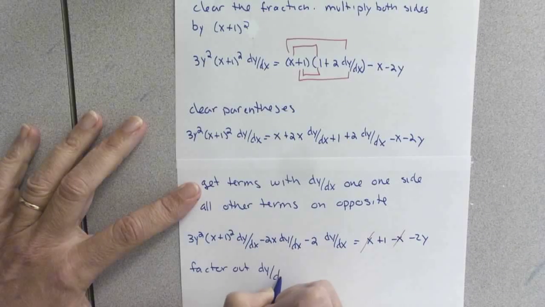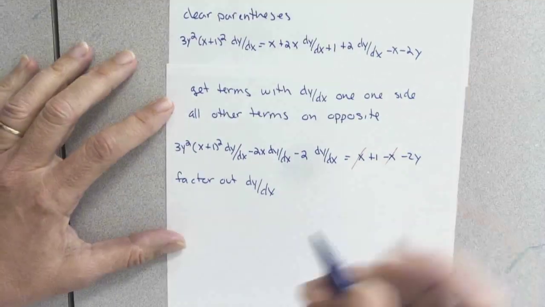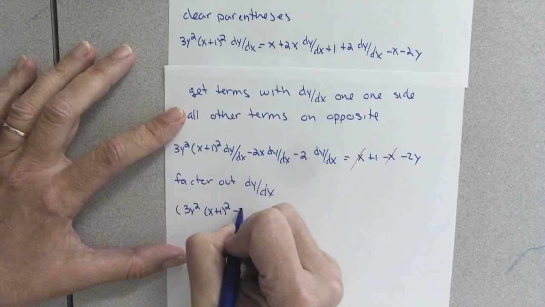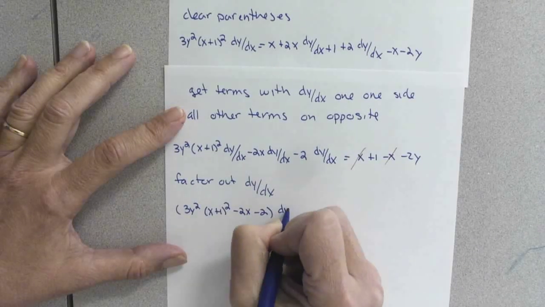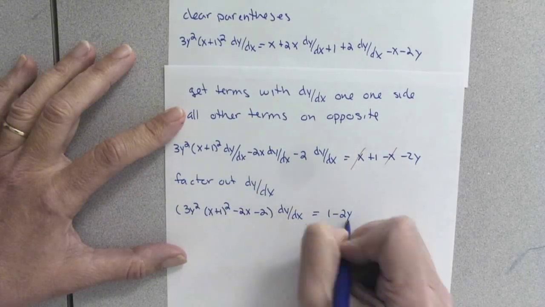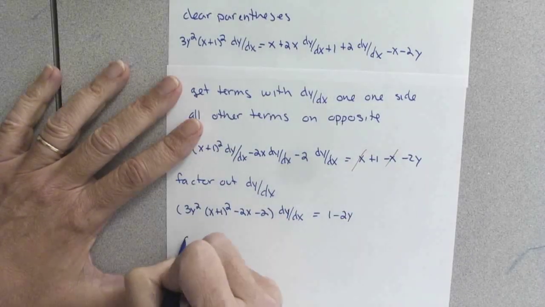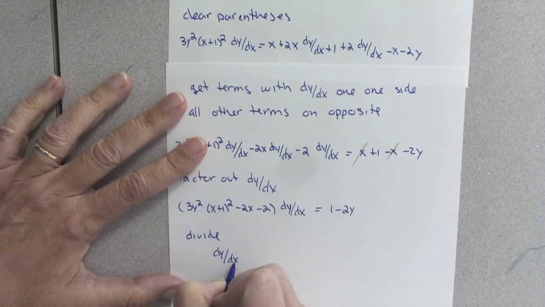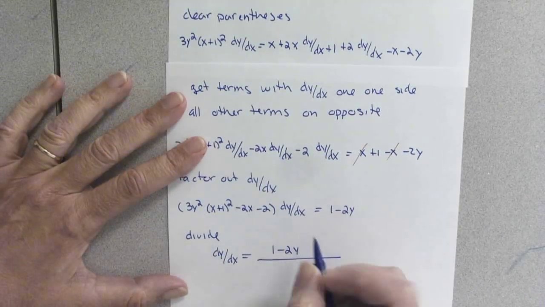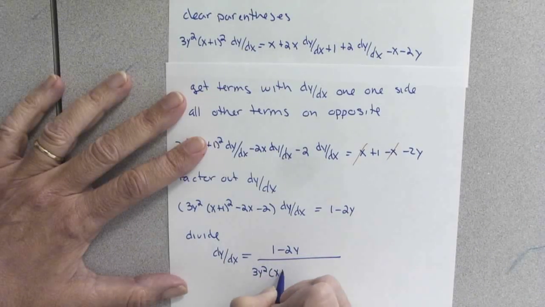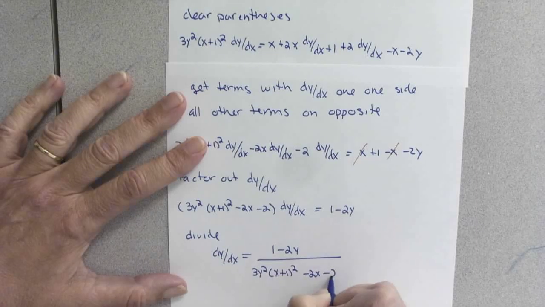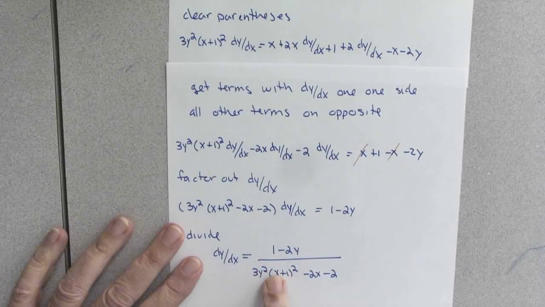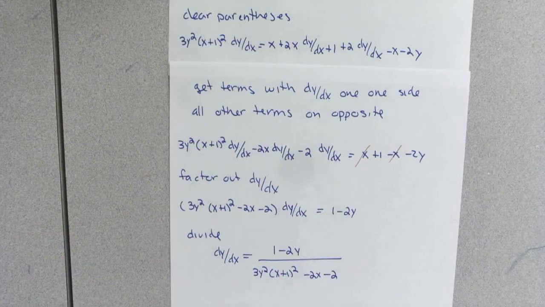Factor out dy dx. So I'm going to get 3y squared, x plus 1 quantity squared, minus 2x minus 2, dy dx equals 1 minus 2y. And lastly, divide. And so dy dx is 1 minus 2y divided by 3y squared, x plus 1 quantity squared, minus 2x minus 2. Nothing cancels here. There's my final answer. If you wanted to multiply all this stuff out, you could. If you wanted to, there's no need to.